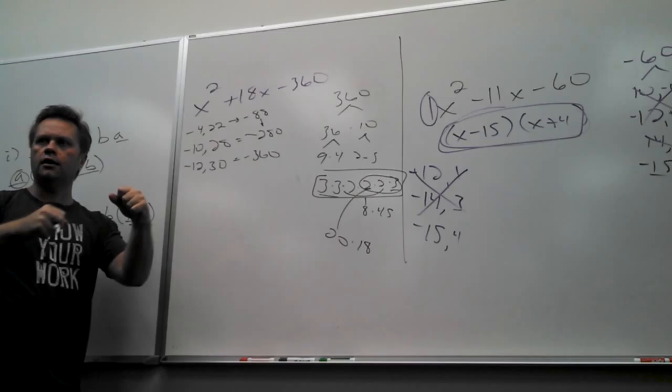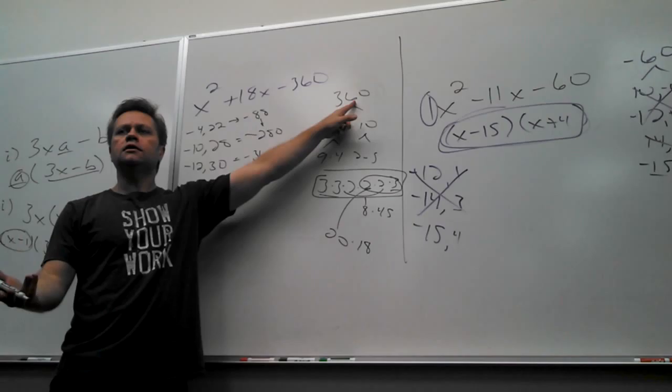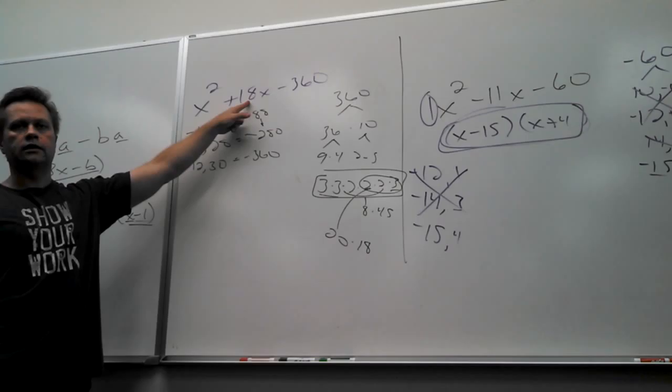Yay! If you went too high, it's too high, go lower. I don't know if you guys understand that manipulation. So you can either just make a list of factors of 360 and then check to see what makes 18. You could break 360 all the way down to its parts and then recombine them to make factors that you would never think about. Or you could do it by attacking this number first.